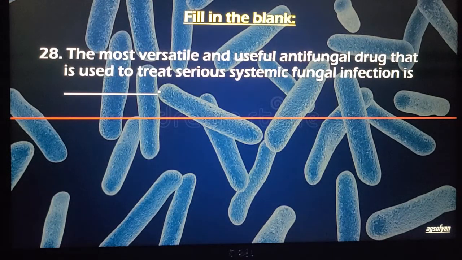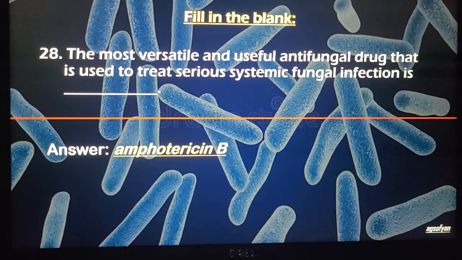Fill in the blank number 28. The most versatile and useful antifungal drugs that is used to treat serious systemic fungal infection is, write your answer. Okay, the answer is amphotericin B. So this drug is used for fungal infection, especially for systemic type of infection.